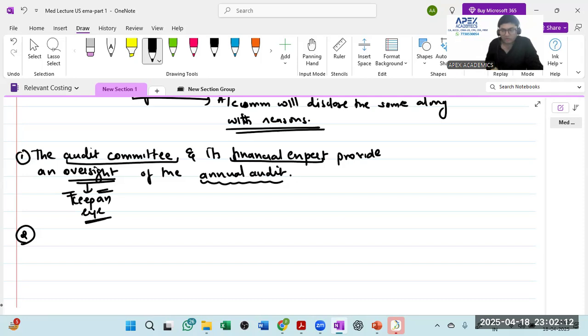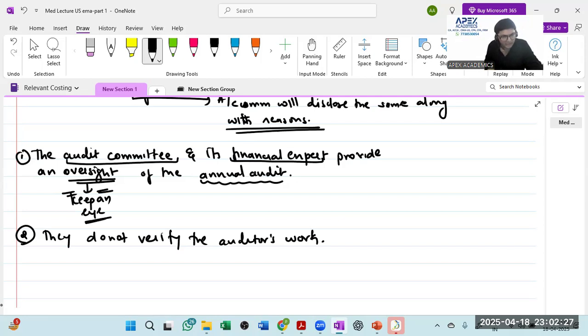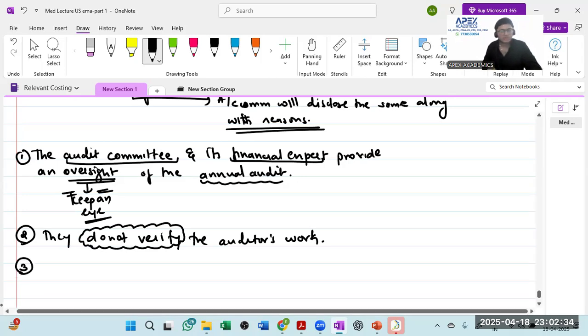they do not verify the auditor's work. Please try to understand. They do not verify the auditor's work. Point number three.